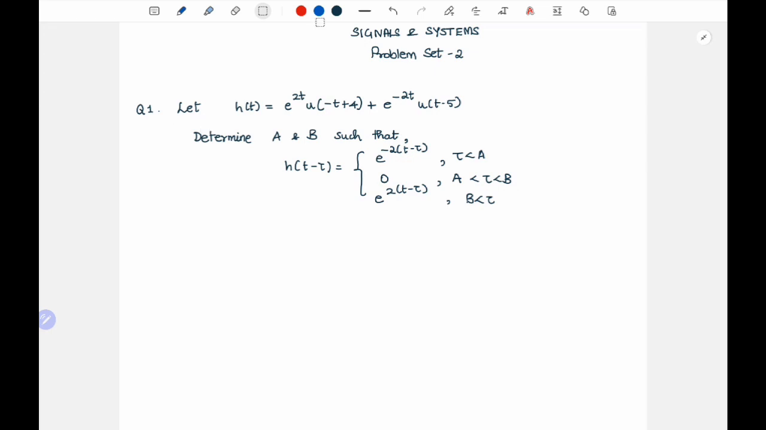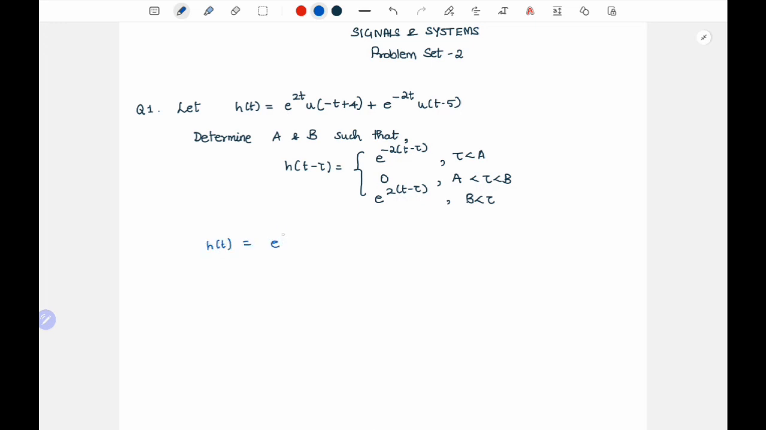So, question number 1. Let h of t equal to e power 2t u of minus t plus 4 plus e power minus 2t u of t minus 5. So determine a and b such that h of t minus tau, so t minus tau is one process while we are doing the convolution, right? So h of t minus tau is given as e power minus 2 into t minus tau for tau less than a, 0 for tau between a and b, and e power 2 into t minus tau for tau greater than b. So first let us see how h of t looks like.